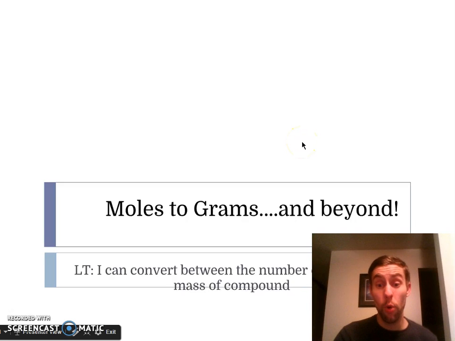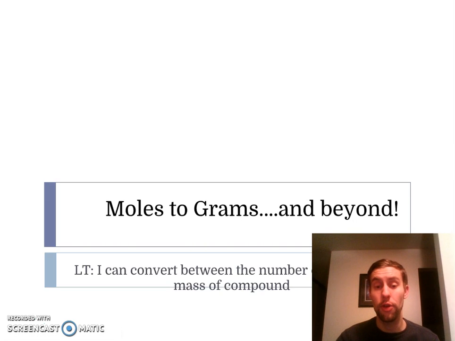Alright, we're going to look at moles and grams. We already talked about moles and atoms and particles, but now we're looking at their grams, their mass, what they weigh, and go beyond that a little bit at the end of this. Our learning target is that I can convert between the number of moles of something and the mass of that compound or element.